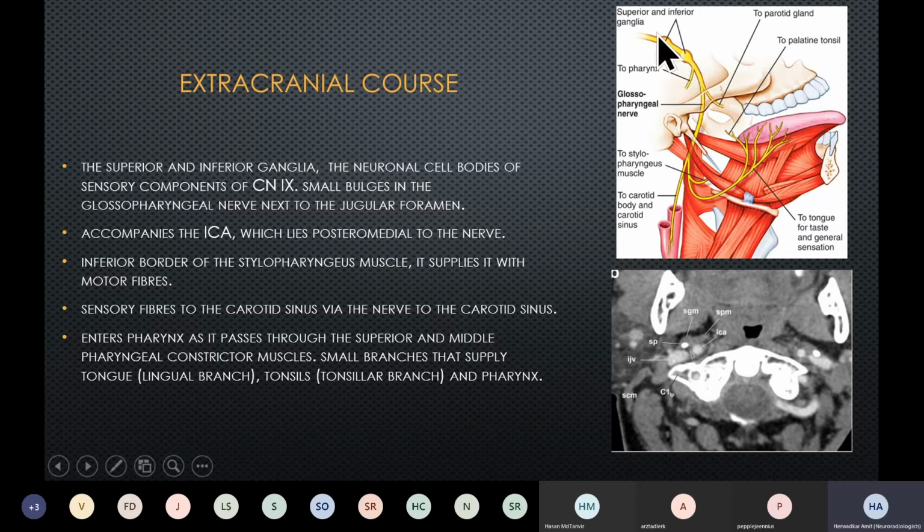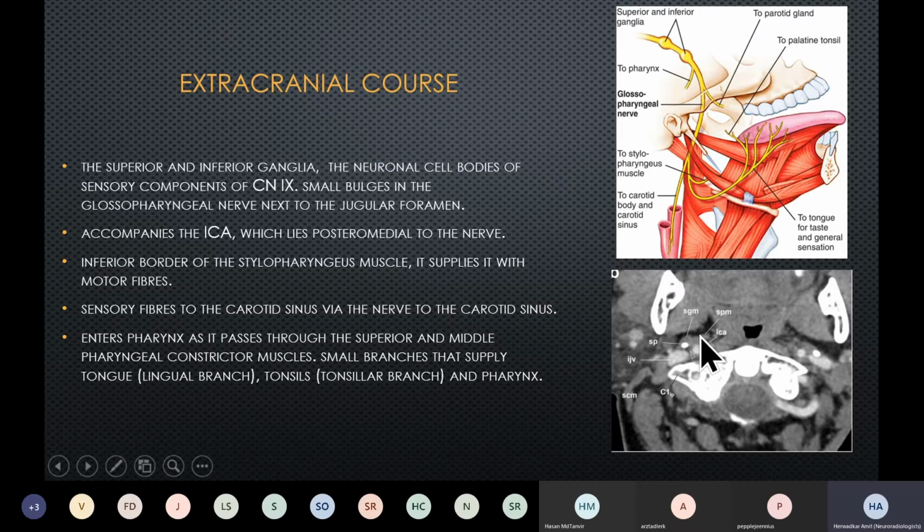It is very difficult to see these ganglia. They are located on either side of the jugular foramen. Outside the skull, it accompanies the carotid artery. So it's very important to locate the carotid sheath. The carotid sheath concept is extremely important when you're looking at the anatomy of the 9th, 10th, 11th, and 12th nerves. And the nerve itself lies just anteromedial to the carotid artery, round about this plane.